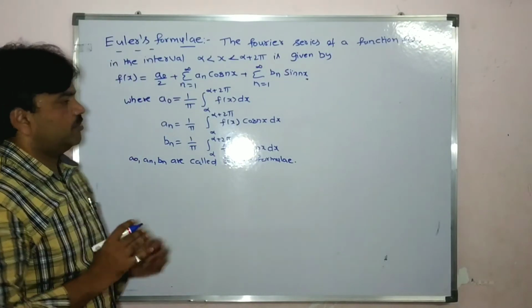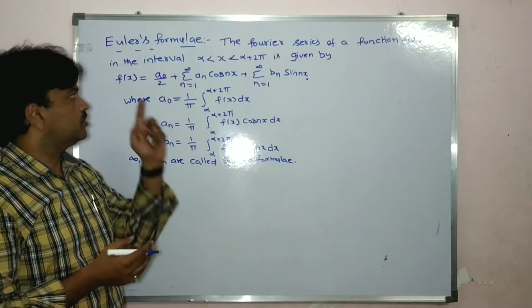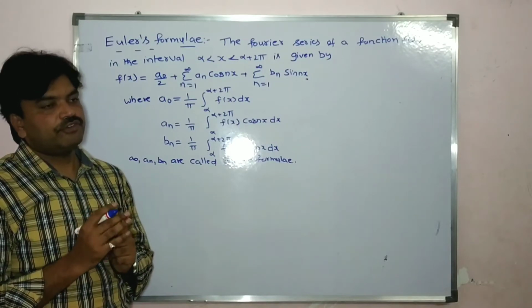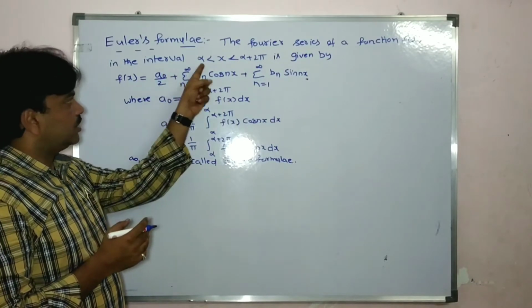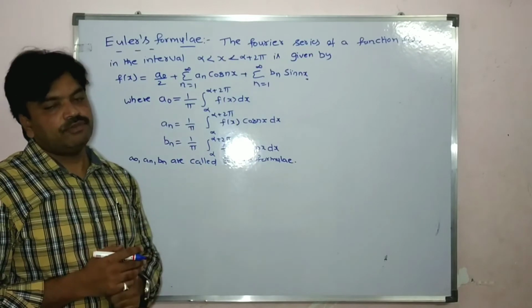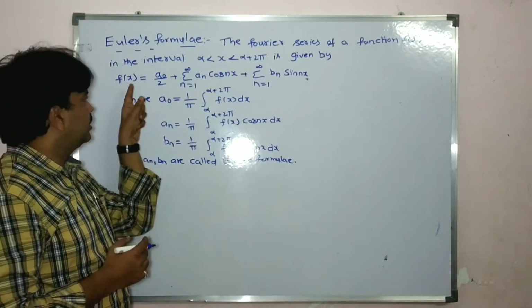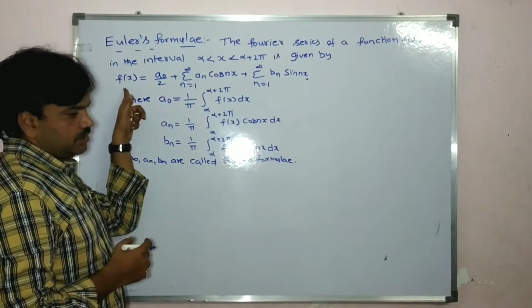This is about Euler's formula, students. Once again, students, what is Euler's formula? The Fourier series of a function f of x in the interval alpha less than x less than alpha plus 2 pi is given by, students, this is the Fourier series.